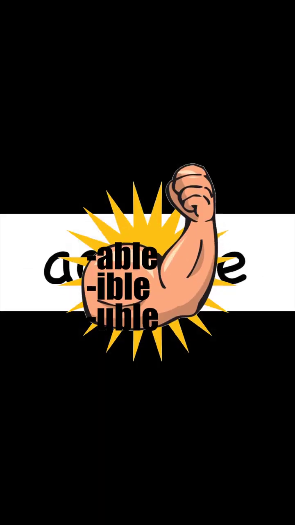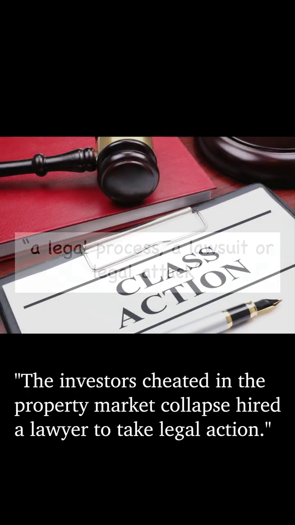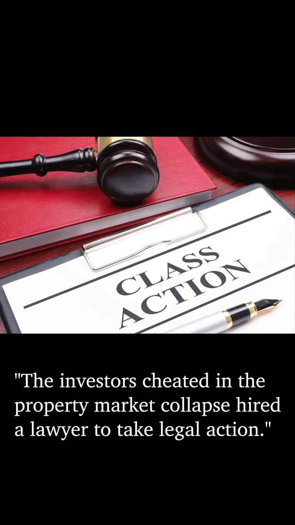For example, looking at the first 2 words, act can be a noun or a verb, but adding able changes it to an adjective that means can be acted or performed by an actor. The word action has many uses, some of which I've already mentioned, but it also has a specific legal meaning. A legal process, a lawsuit, or legal attack. The investors cheated in the property market collapse hired a lawyer to take legal action.